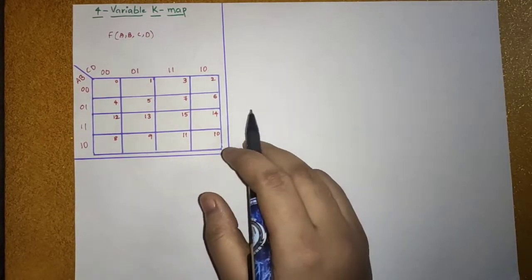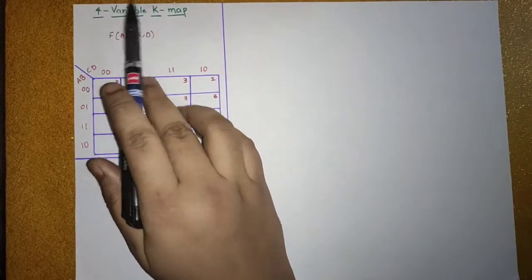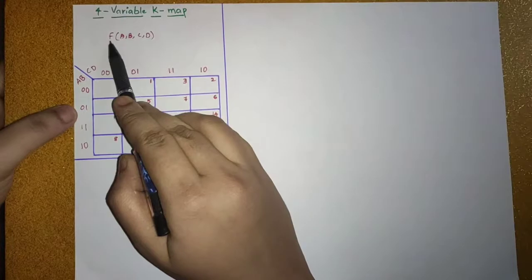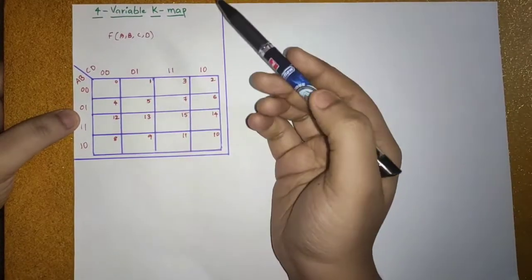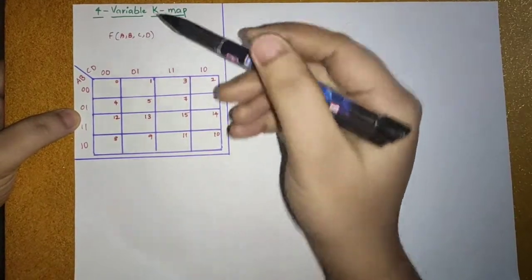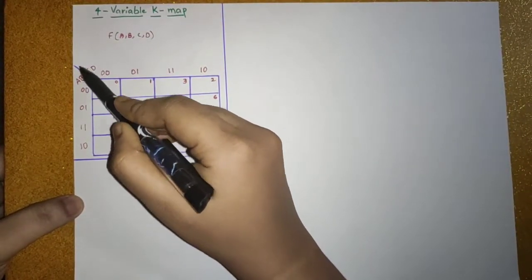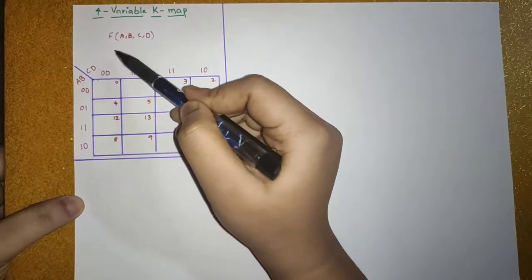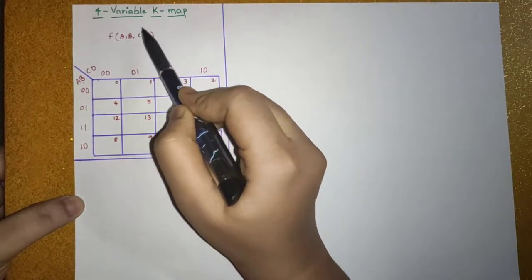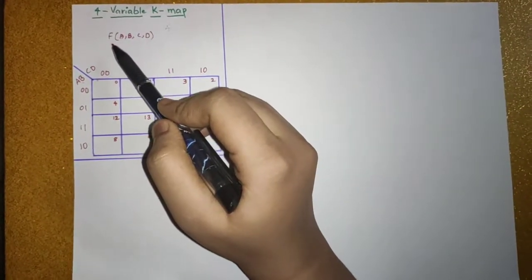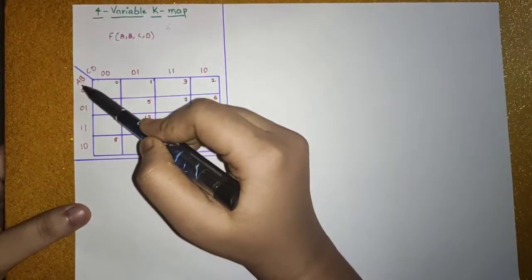Okay, let's start. Today our topic is 4 variable K-map. A 4 variable K-map can be represented as f of a, b, c, d. Draw a box. We need to write variables on either side of this line, so we need to take two combinations. It has 4 variables, so two combinations can be taken on either side.